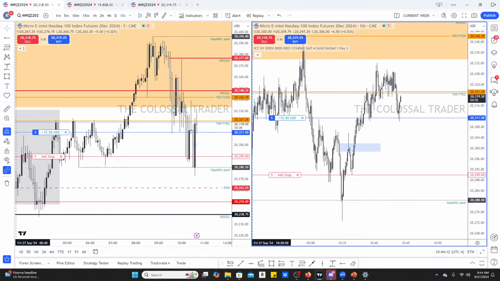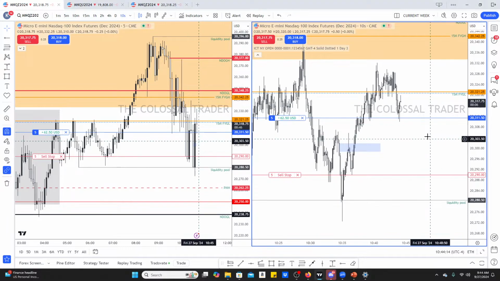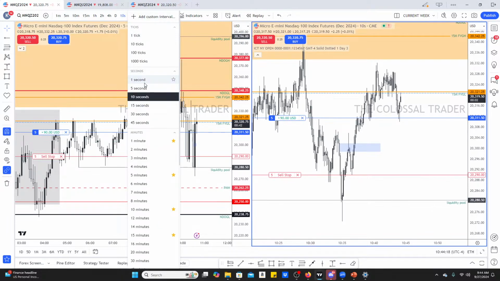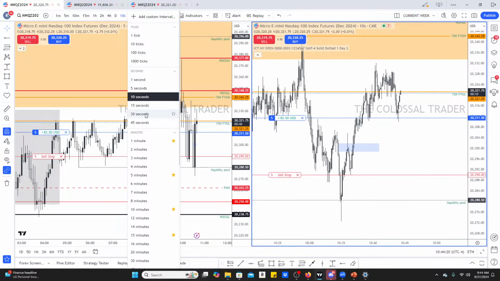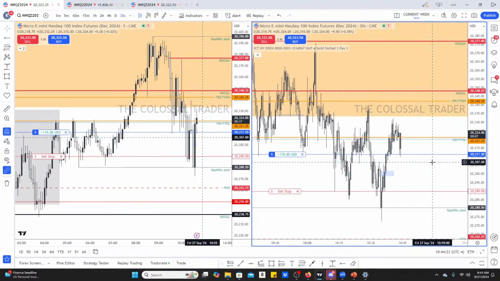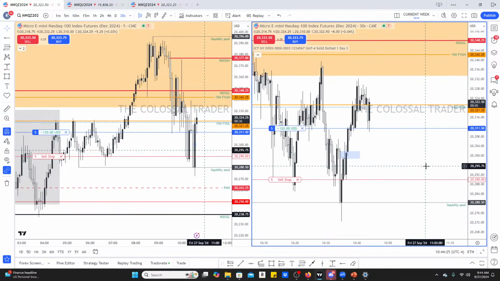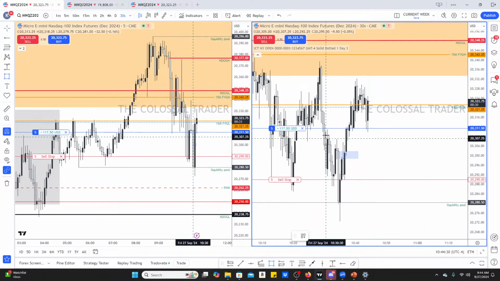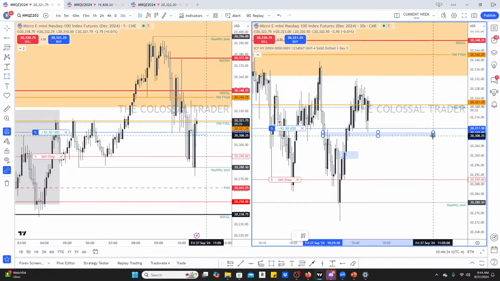Let's look at the 30-second view. I like this 30-second view better actually. Show you what I'm looking at as well. The question is, what does acting foolish look like? Well, if price does not honor this inversion fair value gap, as it starts breaking below that, I'll be gone.